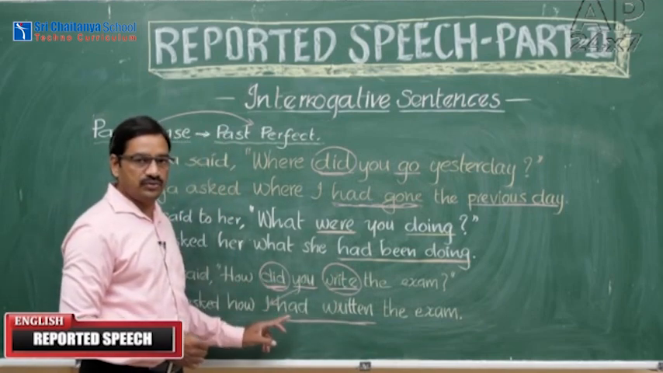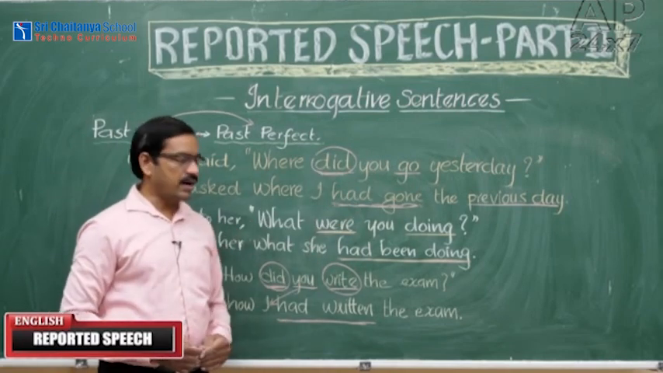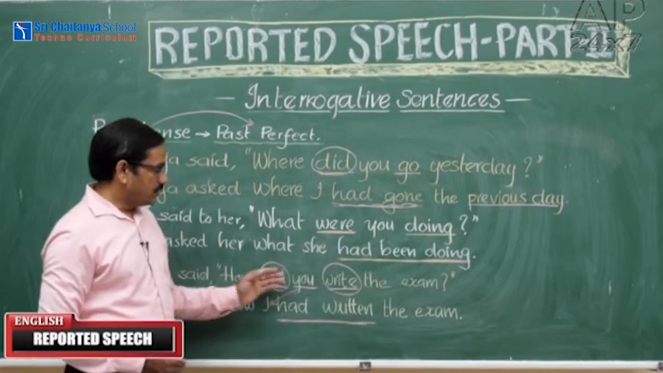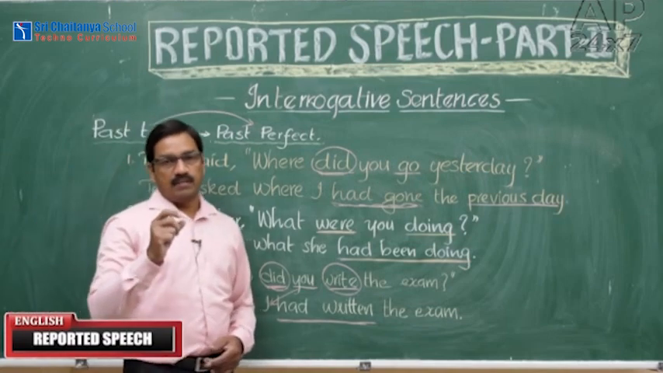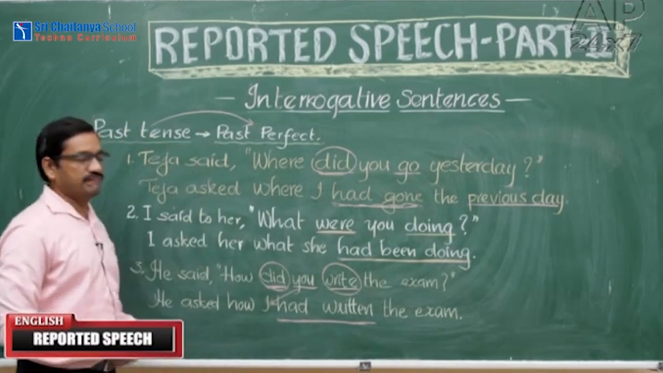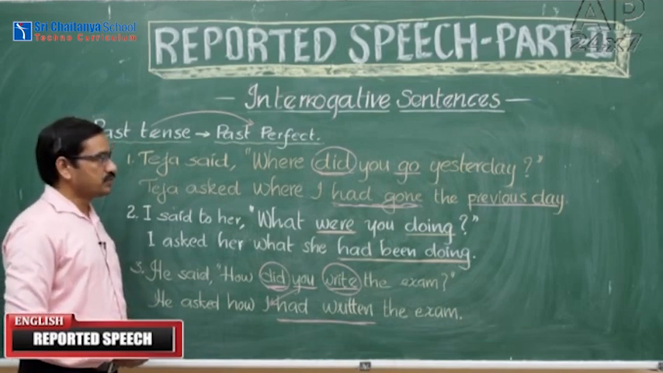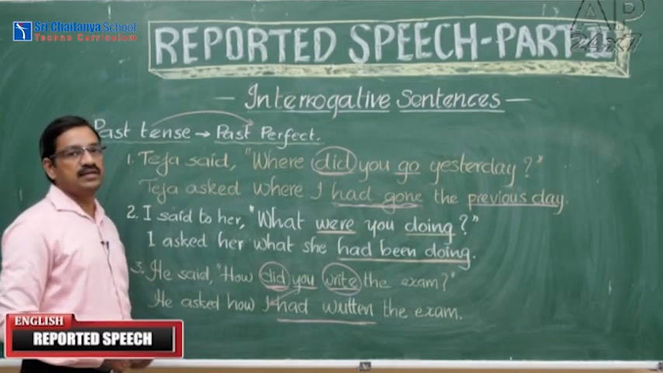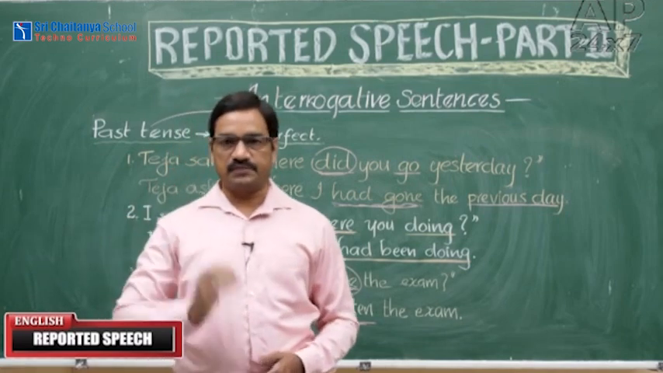Past tense changed into past perfect form. Did go became had gone. Were doing became had been doing. Did write became had written. So change the past tense into past perfect form, and as usual other rules of interrogative changing into assertive are followed. So remember, past tense becomes past perfect tense when we change the interrogative direct into indirect speech.